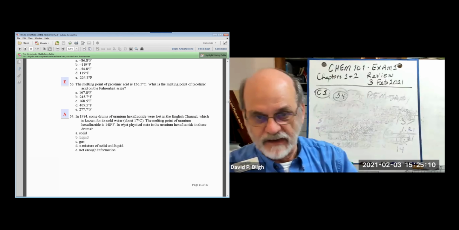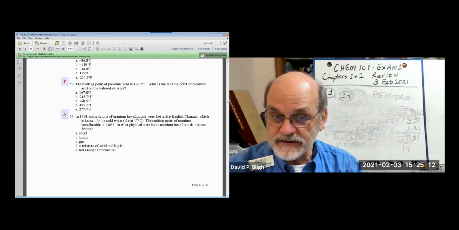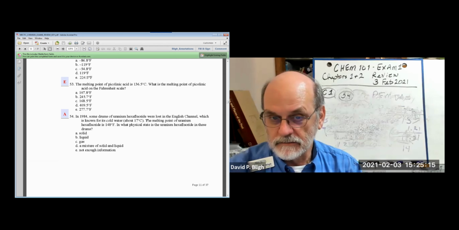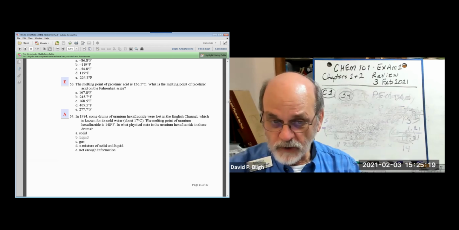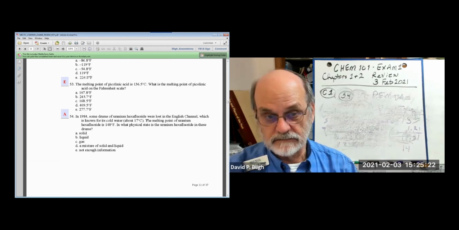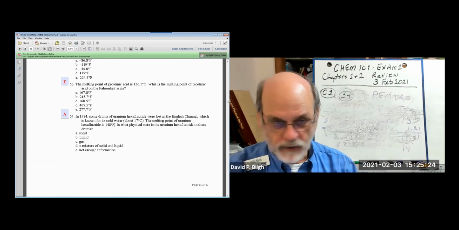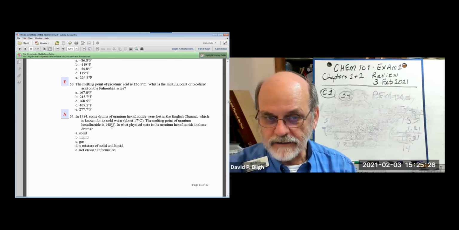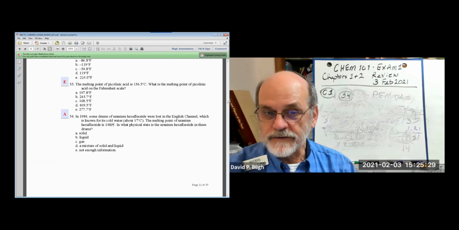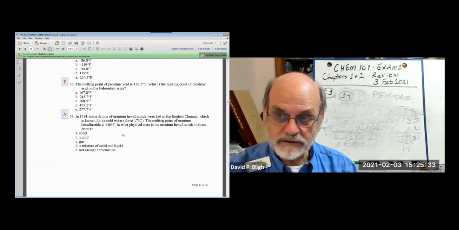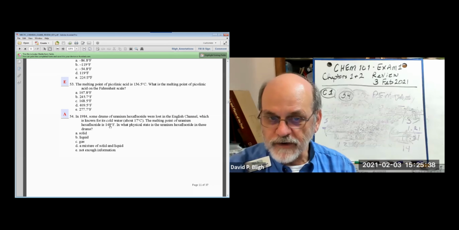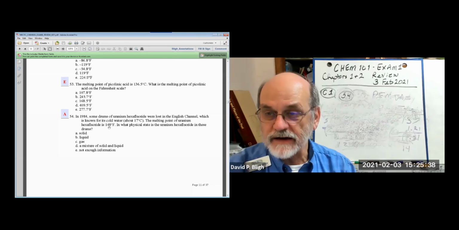Well, the water of the channel is 17 degrees centigrade, Celsius. The melting point of uranium hexafluoride is 148 Fahrenheit. We can't compare those two, right? If the temperature is greater than 148 Fahrenheit, they'll melt. If it's less than 148, it'll freeze. So we need to convert Fahrenheit to Celsius and compare it to that 17 degrees, right?